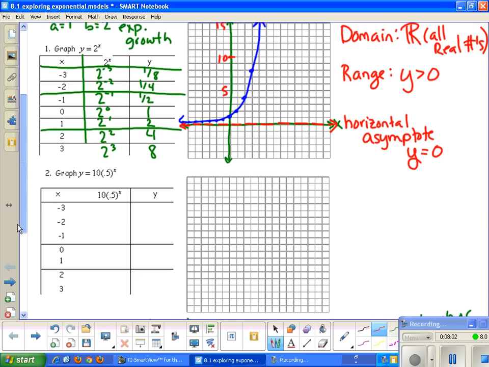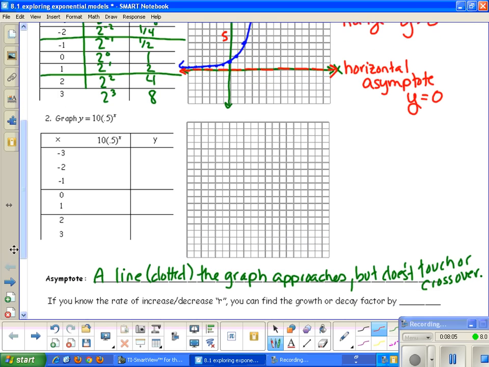So let's look at the next problem that we have right here. We want to graph 10 times 0.5 to the x power. So for this problem, my a value is equal to 10. My b value is equal to 0.5. Since my b value is less than 1, but in between 0 and 1, I should say, I know this is going to be exponential decay because my decay factor is a half. So for this, if I want to graph this, I can use my graphing calculator in my table to help me.